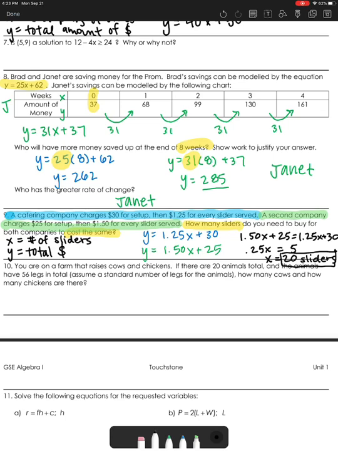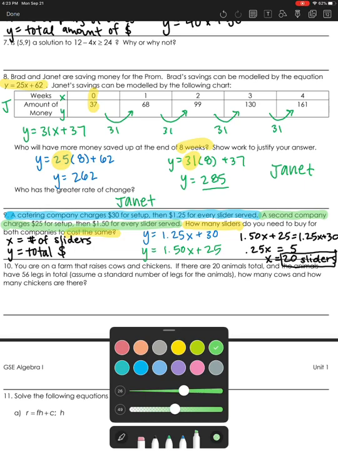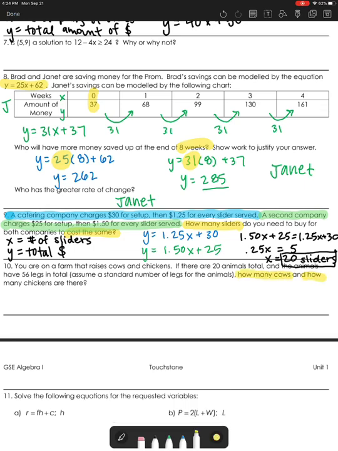So number 10, you are on a farm that raises cows and chickens. If there are 20 animals total and the animals have 56 legs in total, assume a standard number of legs for the animals. How many cows and how many chickens are there? Okay, this is kind of funny. So again, let's start with the goal. So the goal is number of cows and number of chickens. So those are going to be our two variables.